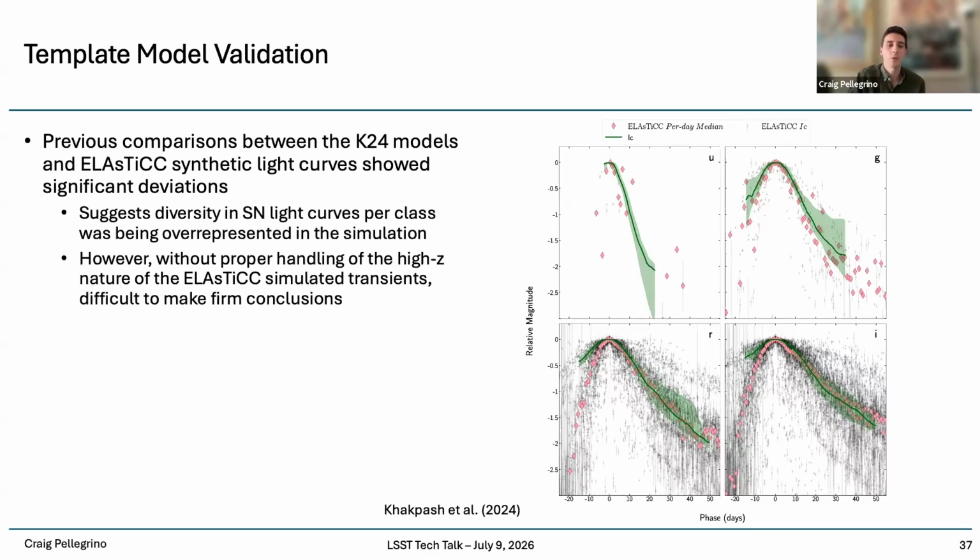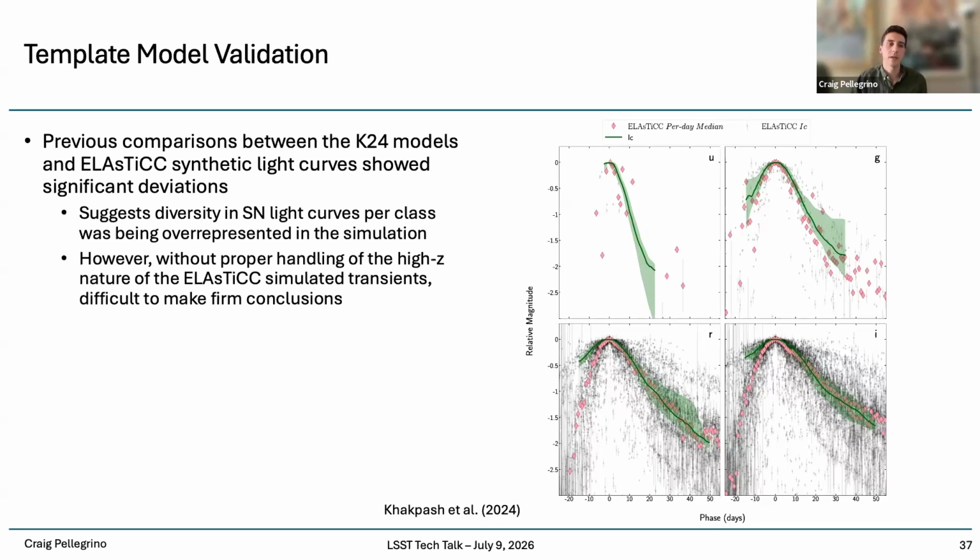So the per day median more or less matches the template predictions, but you can see there's much more spread or deviation in the total distribution of the synthetic photometry. And this suggests that the elastic simulation may have overrepresented the diversity in these supernova light curves for a given class. In this case, these are stripped envelope supernovae.